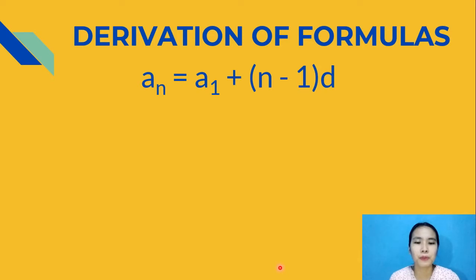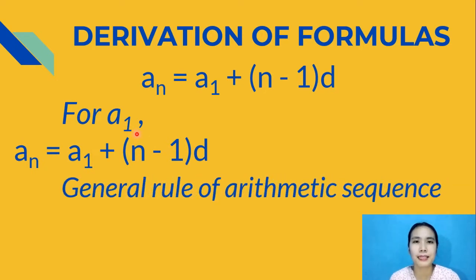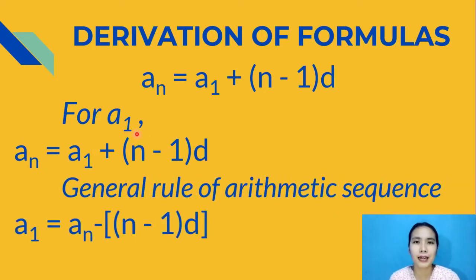Again, the general rule will be a sub n equals a sub 1 plus the quantity of n minus 1 times d. If we are looking for a sub 1 or the first term, we use this general rule of an arithmetic sequence. And then we apply the addition property of equality or APE. We add negative the quantity of n minus 1 times d to the whole equation. That is, a sub n plus negative the quantity of n minus 1 times d is equal to a sub n minus the quantity of n minus 1 times d.